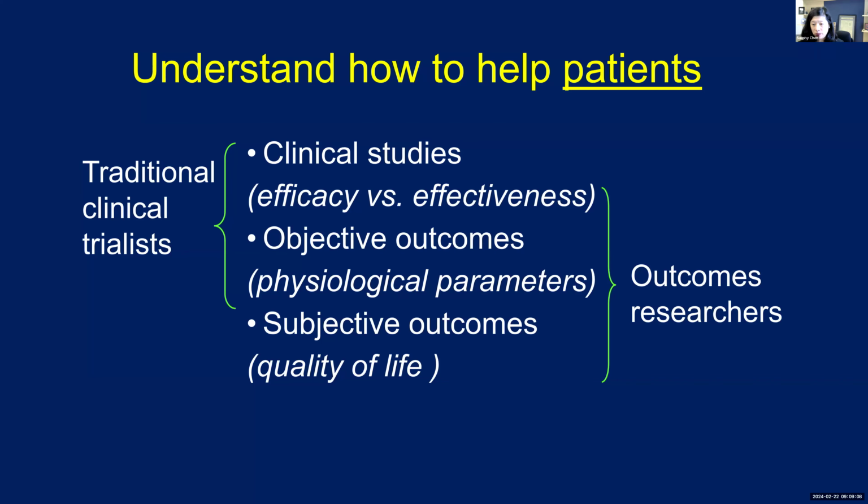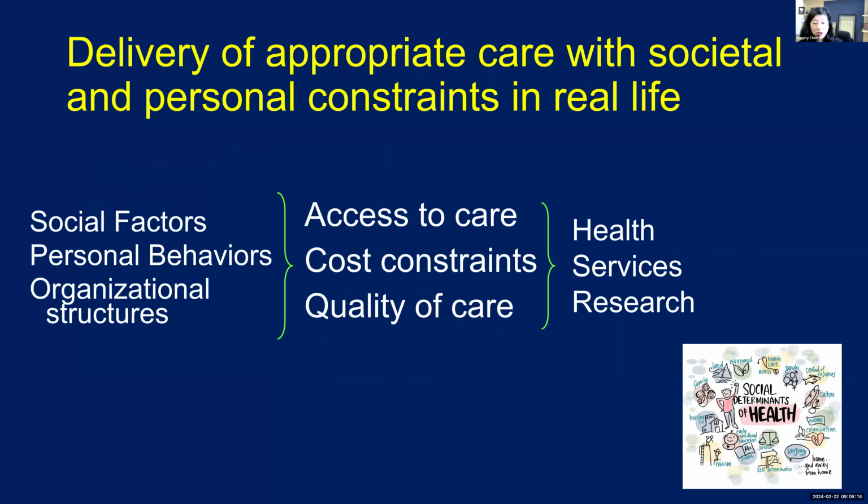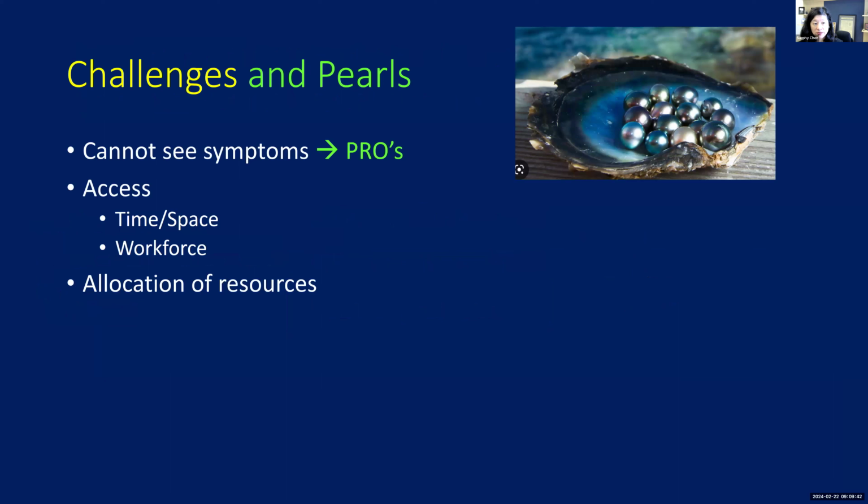And so trying to come up with tools so that we can make sure that these outcomes that we're using make sense is in the purview of outcomes researchers. And then health services research is when all of the societal factors, whether it's social determinants of health, personal behaviors, the insurance type of structure that we have might influence access and cost constraints and the quality of care that we might be able to give. That's all under the study of health services researchers.